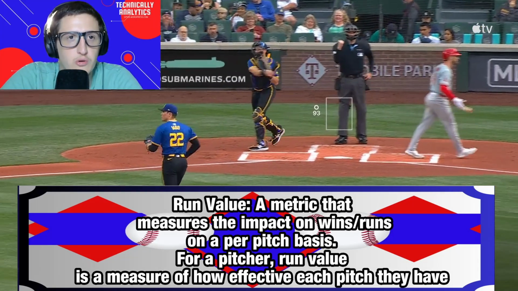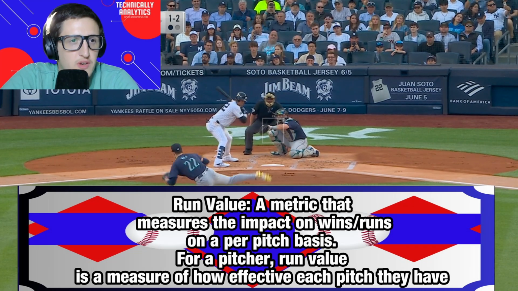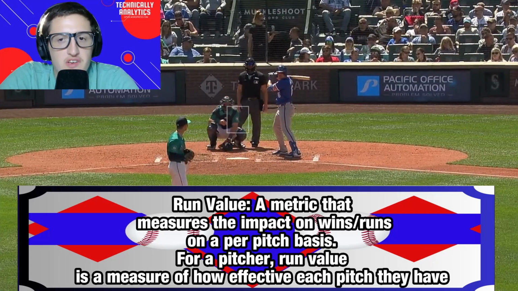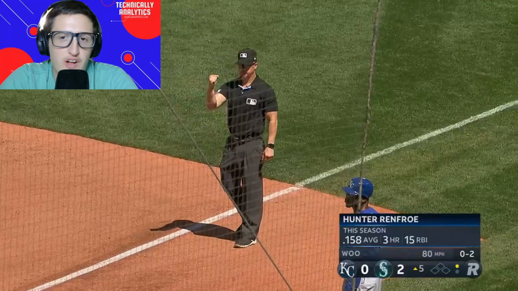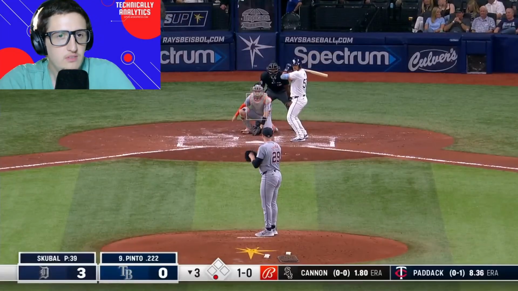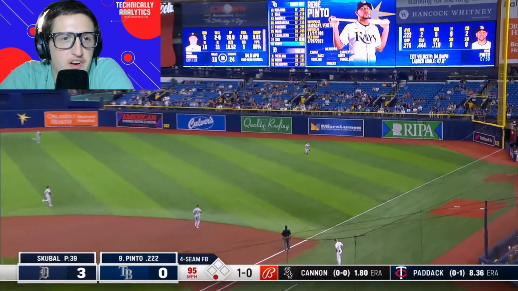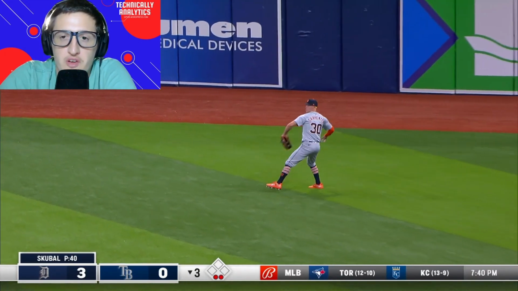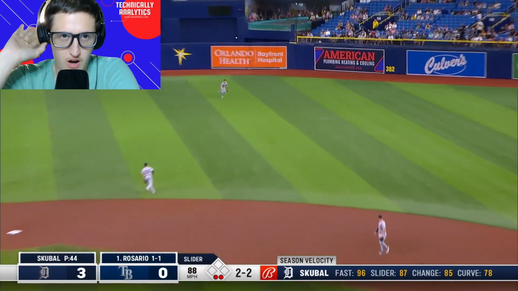So we're going to use Tarik Skubal again as an example. He has a four-seam, changeup, sinker, slider, and curveball. And his fastball is his best pitch. His changeup and curveball are his two not-so-good pitches. And his sinker is also pretty good too at 9, and his slider is at 3. So yeah, run value, good for knowing which pitch is working for pitchers and which pitch is not working. Aside from the obvious eye test and all that.